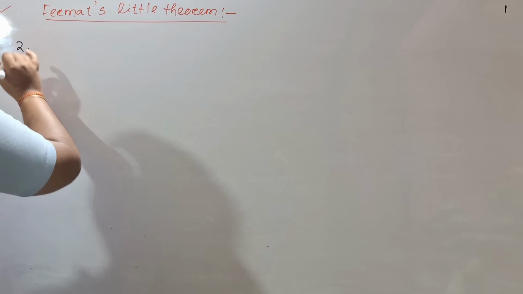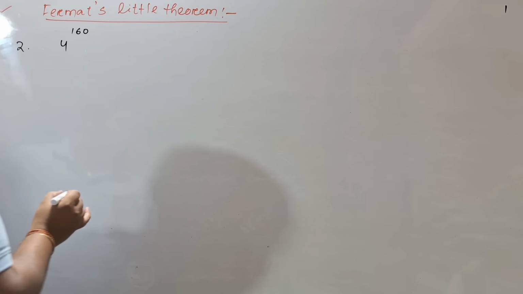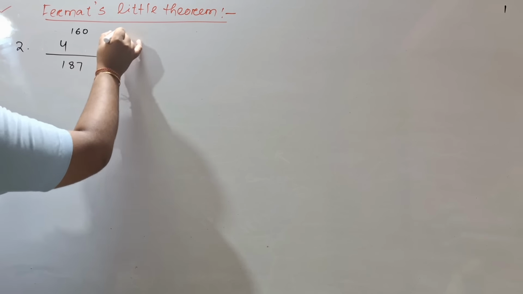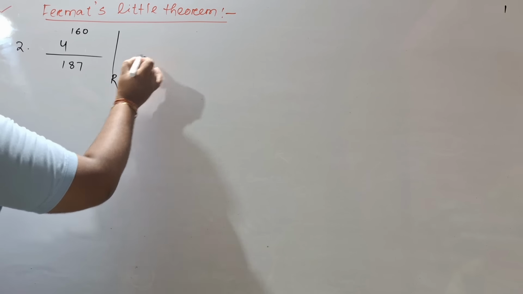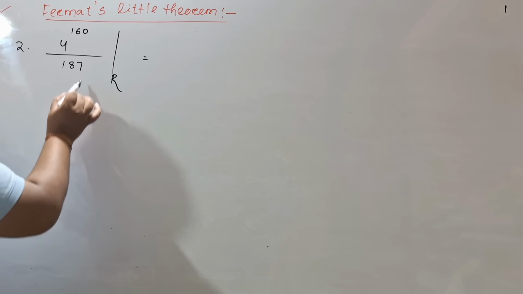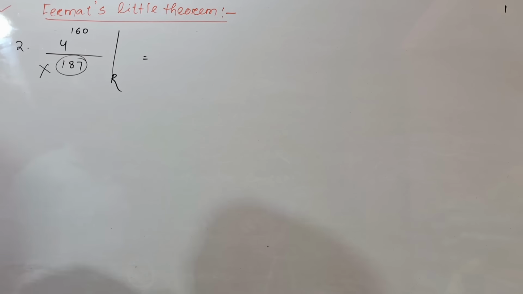Question number 2. 4 to the power 160. This is the dividend. When it is divided by 187, find the remainder. Here 4 and 187 are co-prime, but 187 is not a prime number. You cannot apply Fermat's little theorem directly.